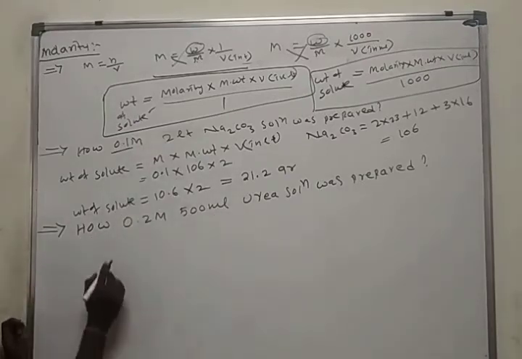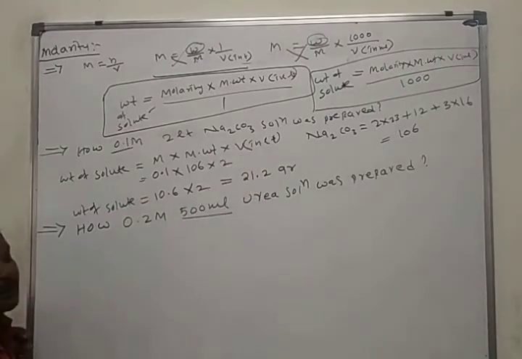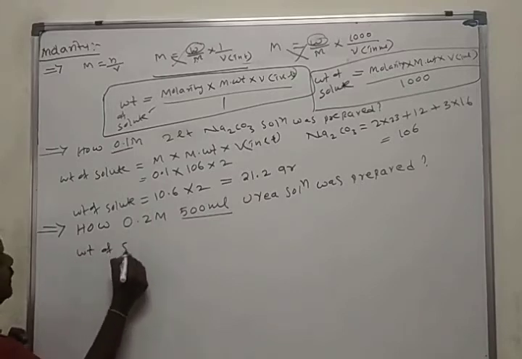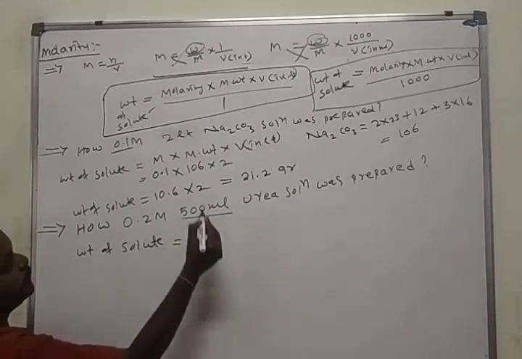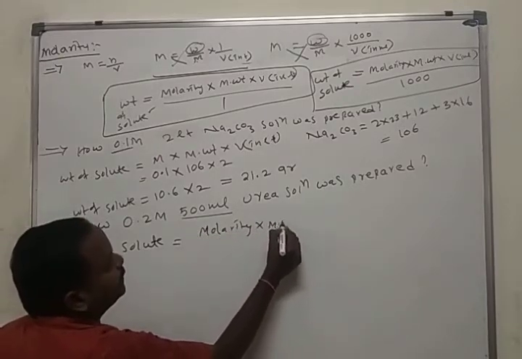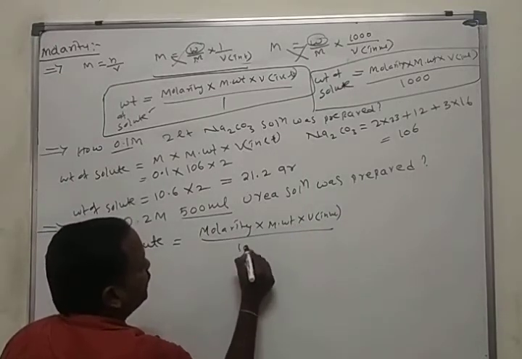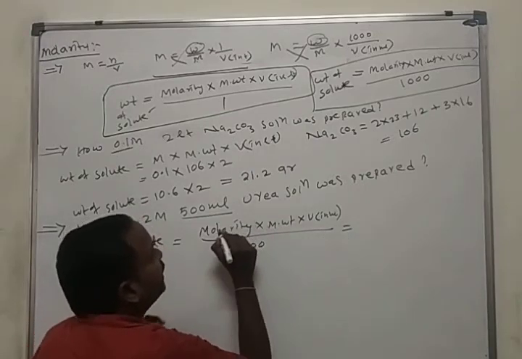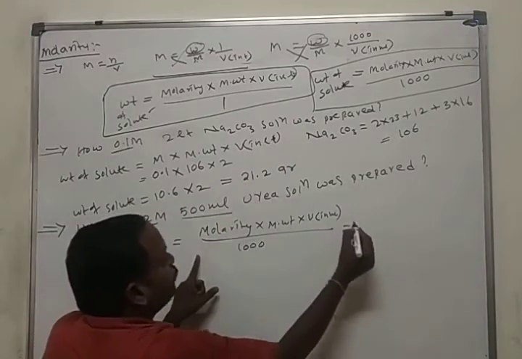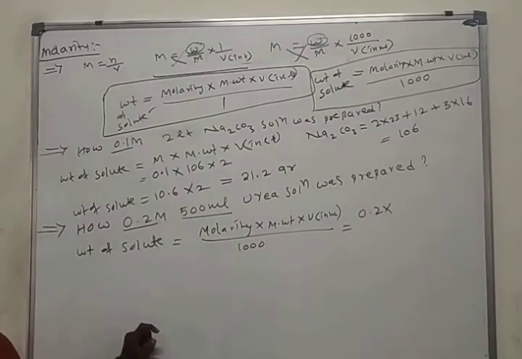Now see, data is given in milliliters. What is the principle? Weight of solute is equal to molarity into molecular weight into V in ml by 1000. Here molarity is 0.2. Next, the molecular weight of urea. It is not given in the data, so we calculate the molecular weight of urea.